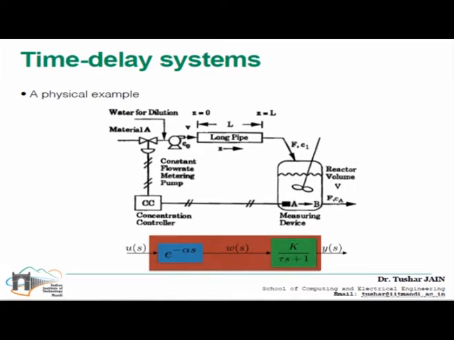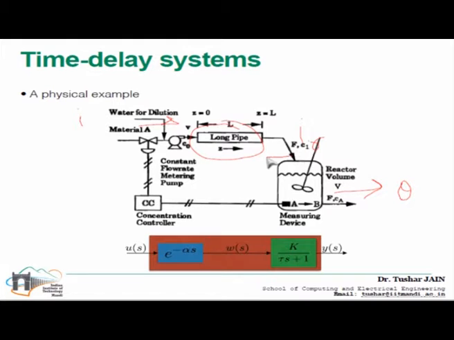Consider this example where I have a measuring device. It is the basic reactor we have been considering from the very beginning. Forget about this concentration controller now. Just think of this system as having an input from here and the output from here, and this is the input to the reactor. So there is a relationship between I and IR. Why? Because of this long pipe, which adds the transportation delay.